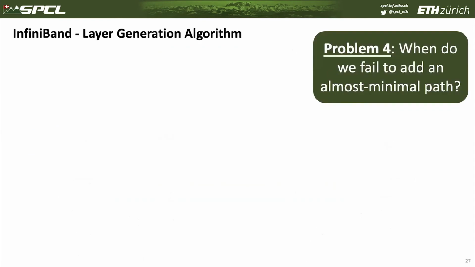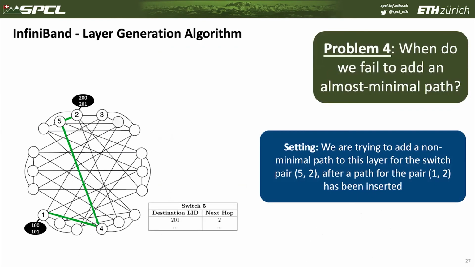This scenario is quite easy to understand. For instance, imagine on the left we have the same topology network as before. We have already inserted this almost minimal path from switch 1 to switch 2, right? For that reason, switch 5, this one over here, has in its forwarding table the entry next hop 2 for the destination LID 201, right? So it will send any packet with the destination address 201 to switch 2.